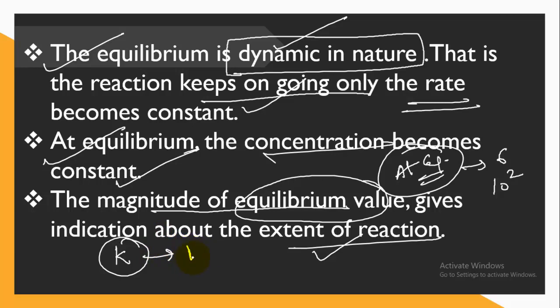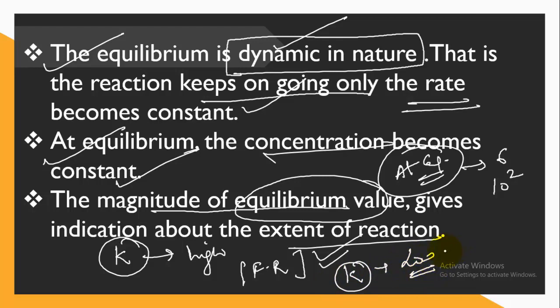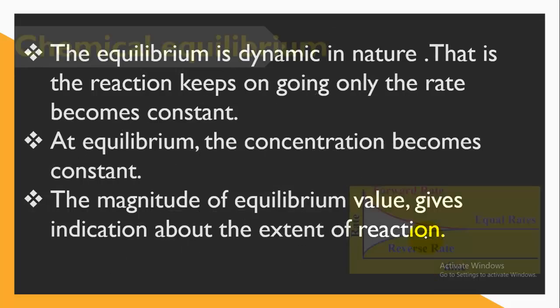So if the K value is high, that indicates that the forward reaction predominates. But if the K value is low, that means the extent of reaction in a forward direction is less. So it indicates that the reverse reaction is much favored. So I think you got it. These are the characteristics of the physical equilibrium.